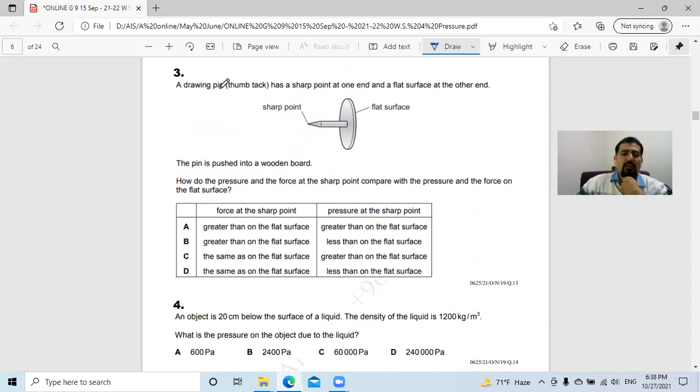Question number three: a drawing pin has a sharp point on one end and a flat surface on the other. The pin is pushed into the wooden board. How do the pressure and the force at the sharp point compare with the pressure and the force at the flat surface? Now, we know that the force doesn't change for both sides. For every action, there's an equal and opposite reaction, and it's the same force. So the force is the same.